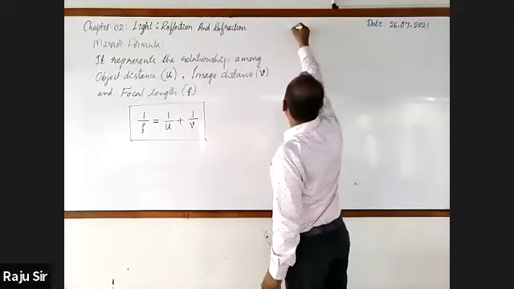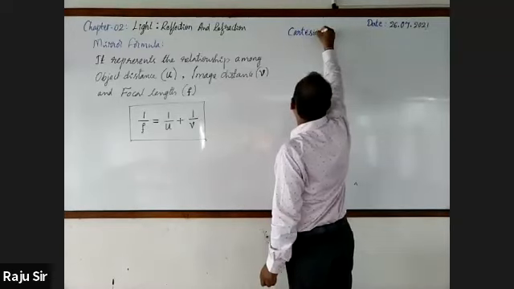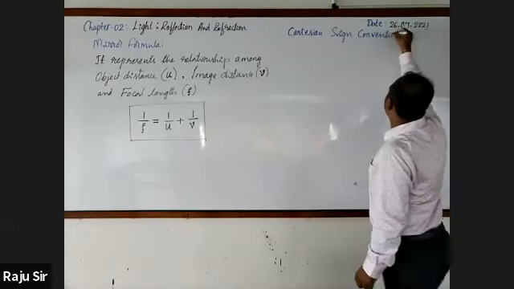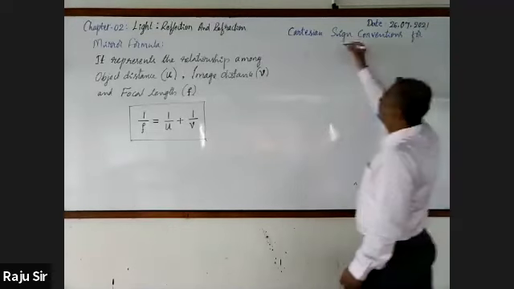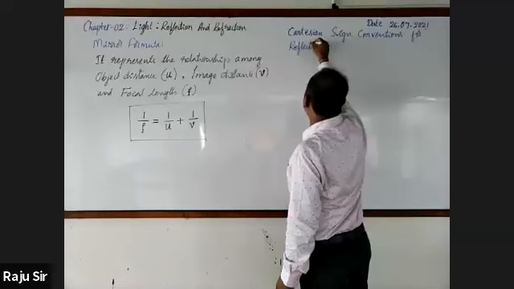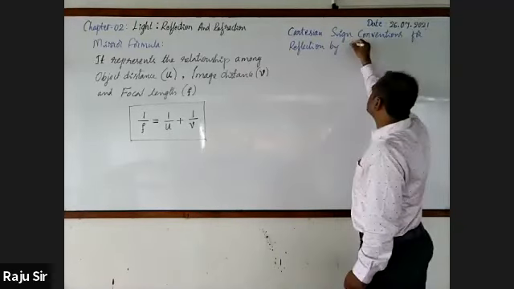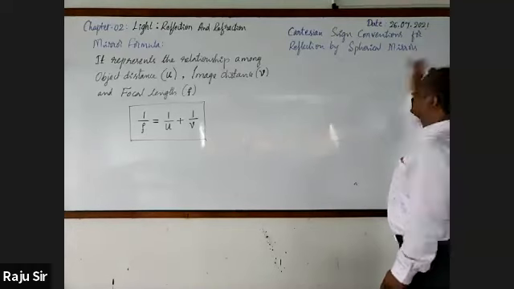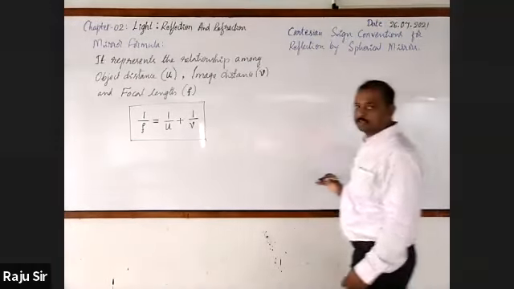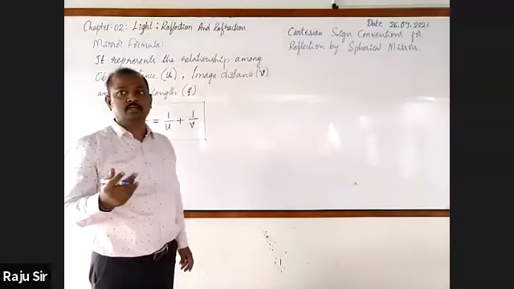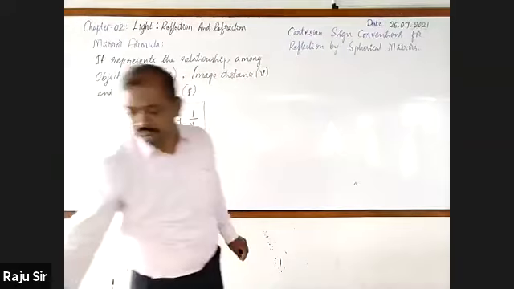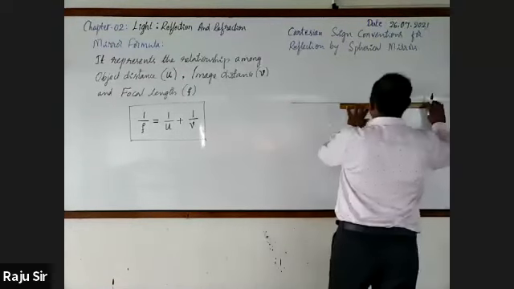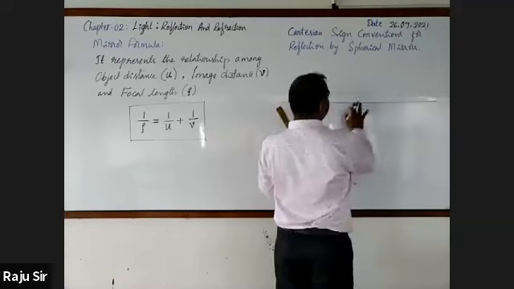First, you write the side heading: Cartesian sign rules or conventions for reflection by spherical mirrors, whether it may be concave or convex. Spherical mirrors. Here both concave and convex are included. So just draw a line and show both concave and convex mirrors.